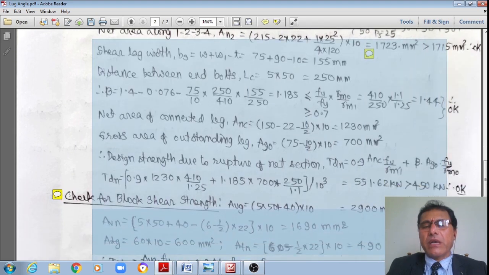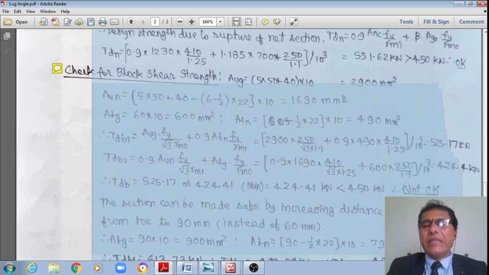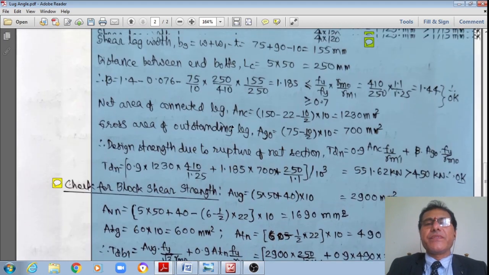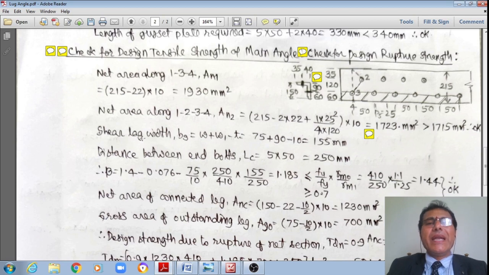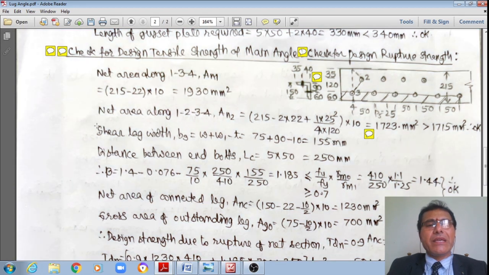These further checks are not required as per the code, but nevertheless I am proceeding with these checks, assuming that this is acting as if two angles are connected back to back to a gusset plate. Then what is the tensile capacity, the tensile strength, of this main angle section?